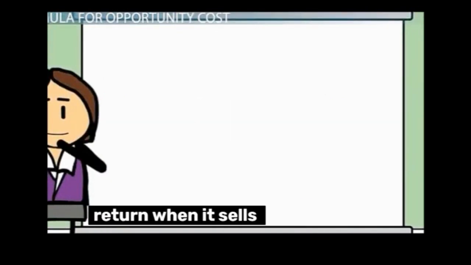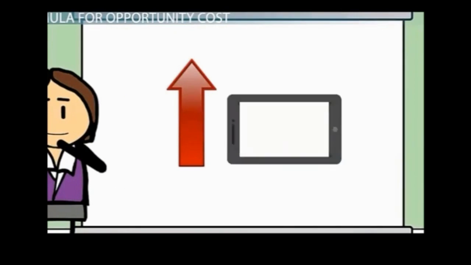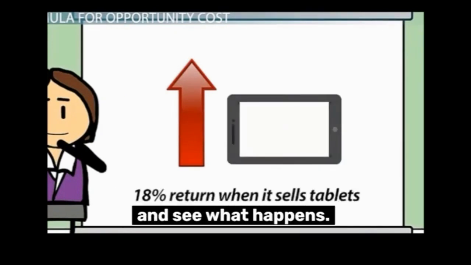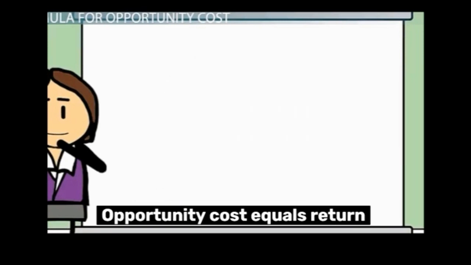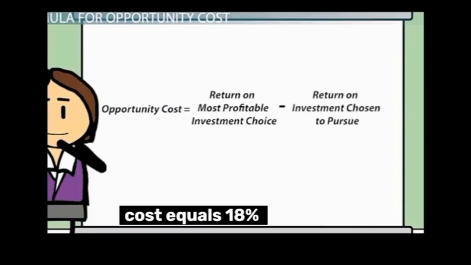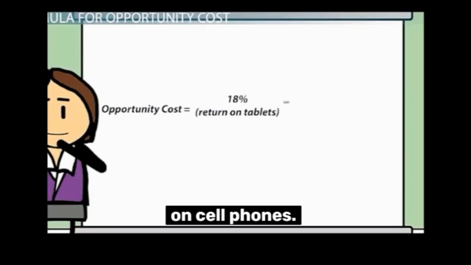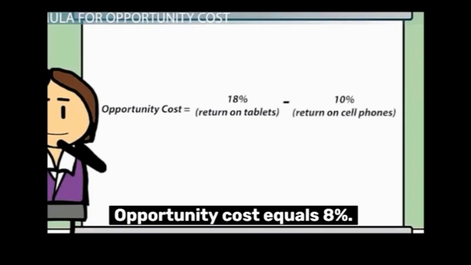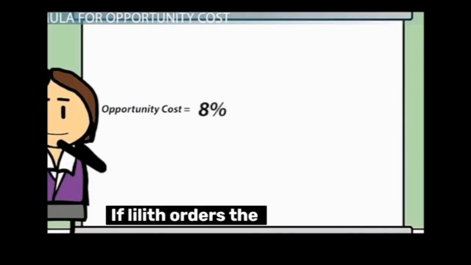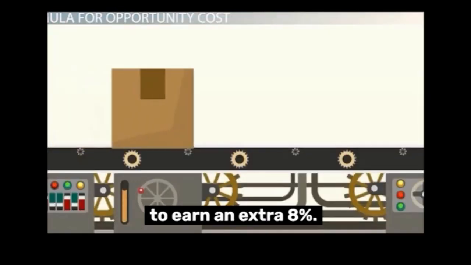Lilith's company has a 10% return when it sells smartphones, but an 18% return when it sells tablets. Let's plug in the numbers and see what happens. Opportunity cost equals return on most profitable investment choice minus return on investment chosen to pursue. Opportunity cost equals 18% return on tablets minus 10% return on cell phones. Opportunity cost equals 8%.